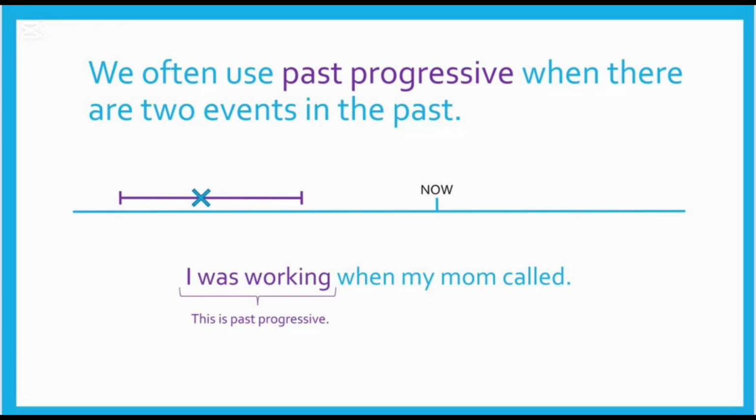For example, I was working when my mom called. So when I was working, mom's calling interrupted me. Or he was taking a shower when the phone rang. So here are also two actions: the past progressive tense interrupted with a simple past verb.